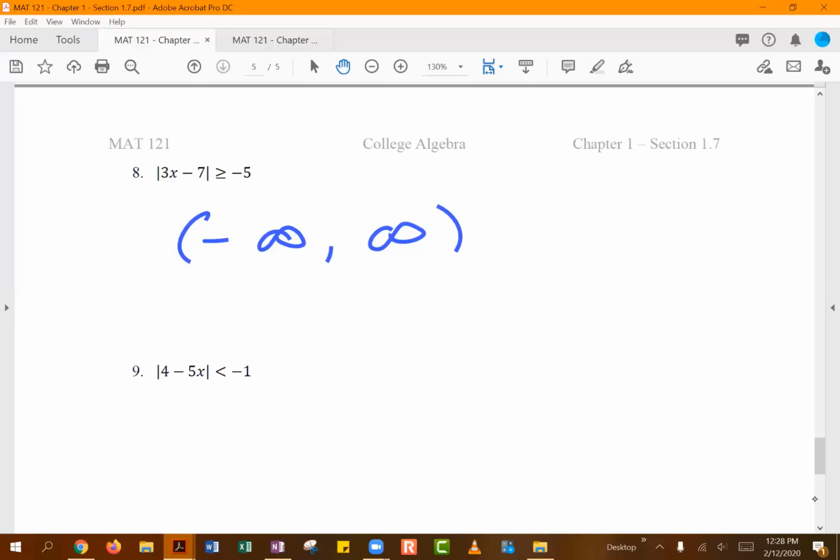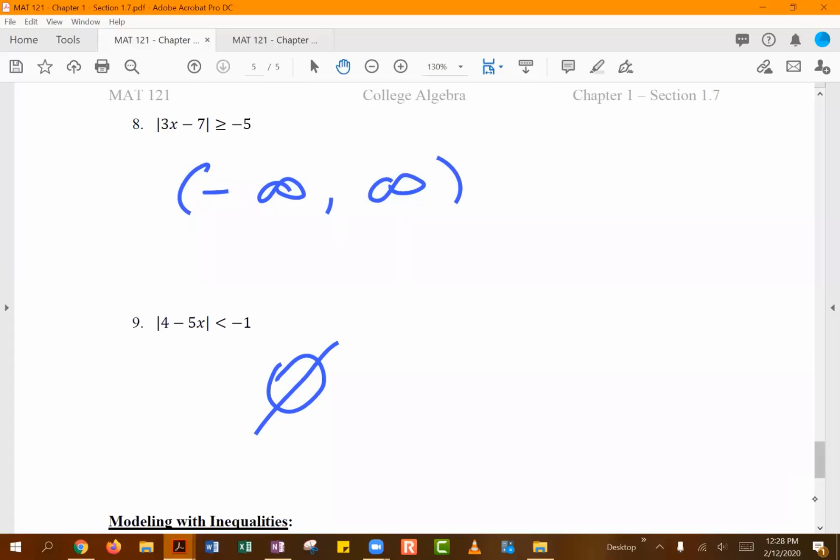Positive 496. Now, will positive 496 be less than -1? No, because positive numbers are always going to be greater than, right? So when you have a less than with a negative number, you have no solution. So this one will be no solution.